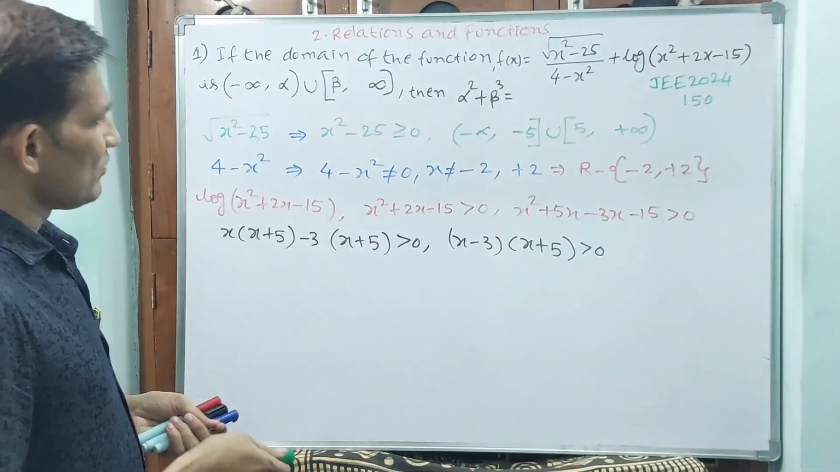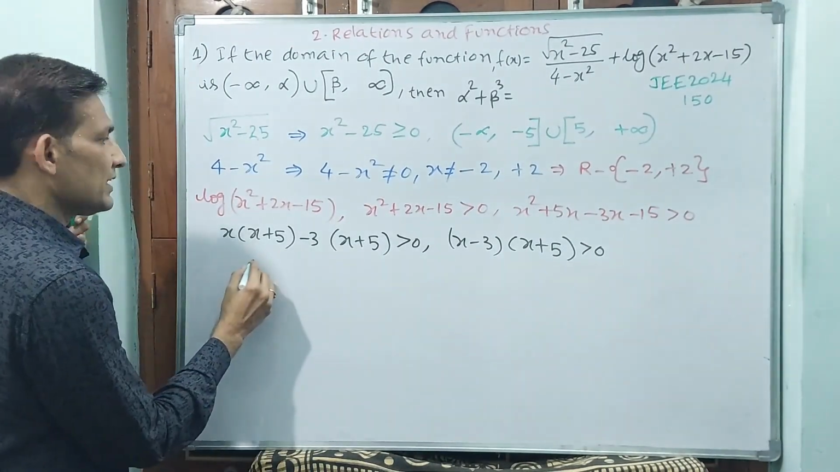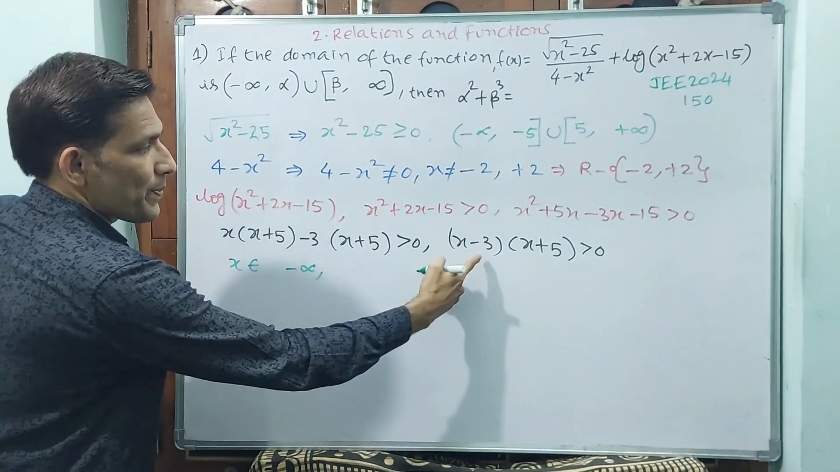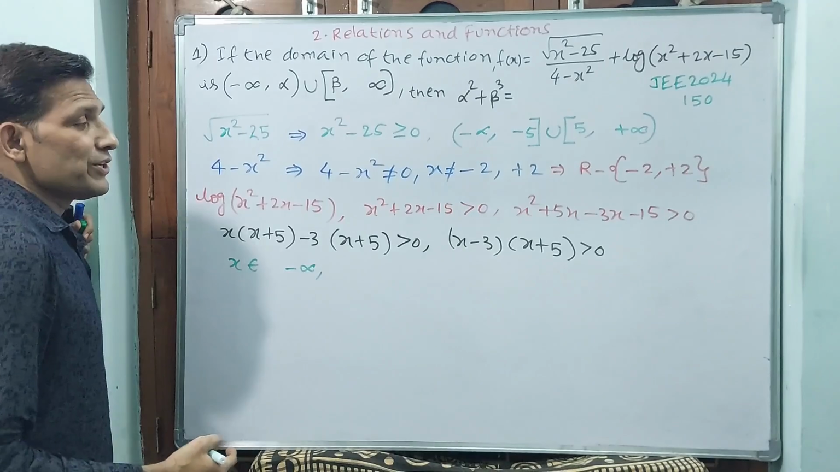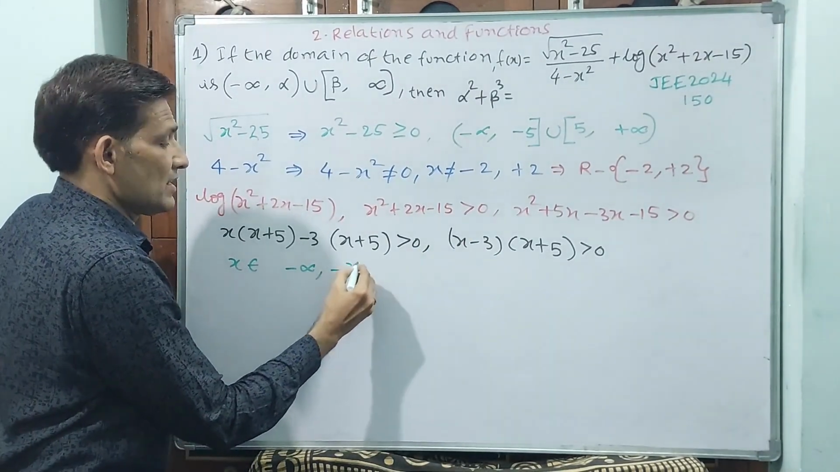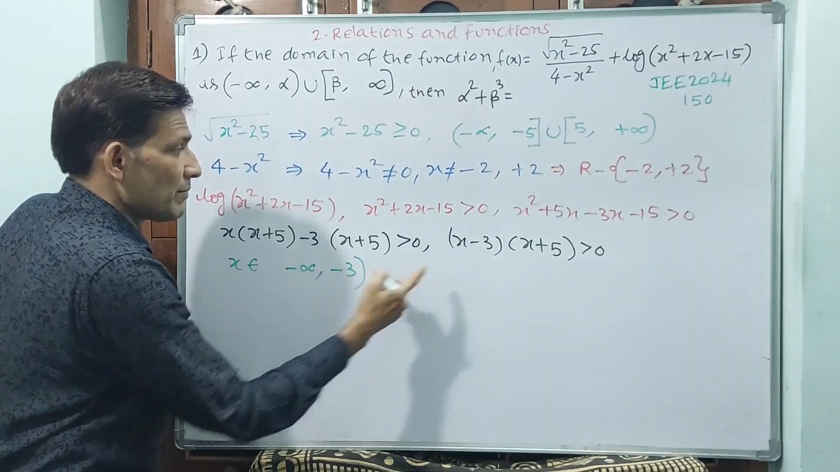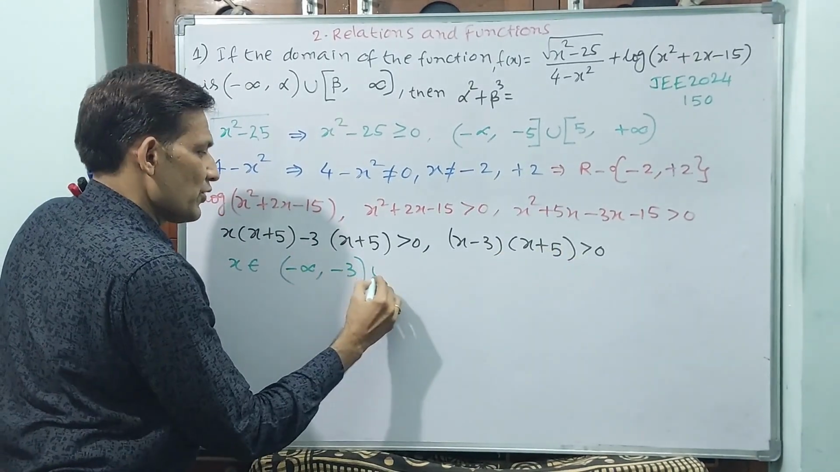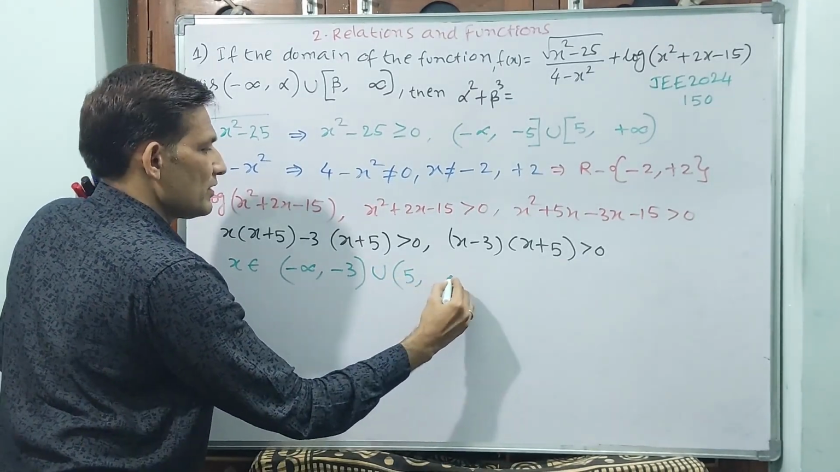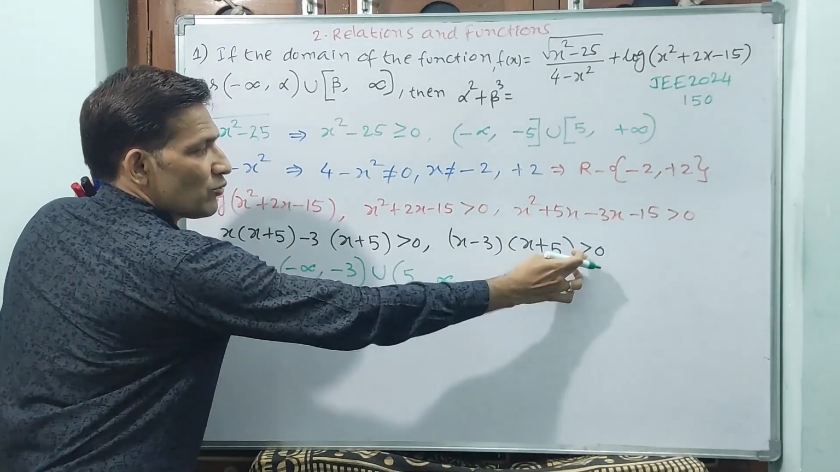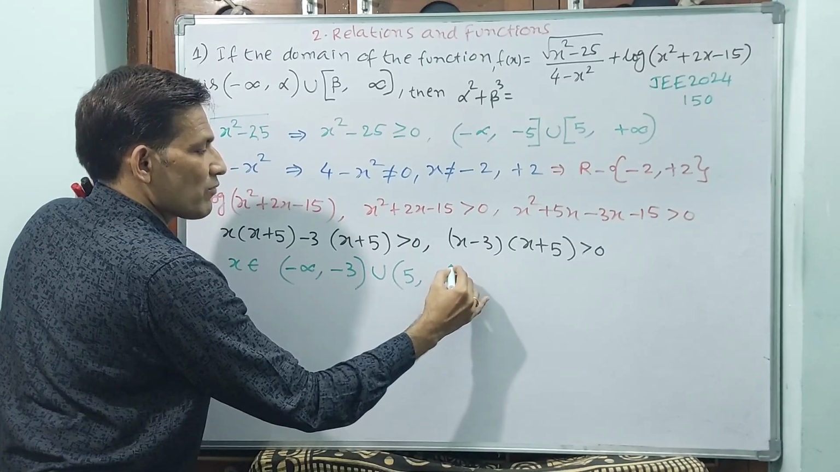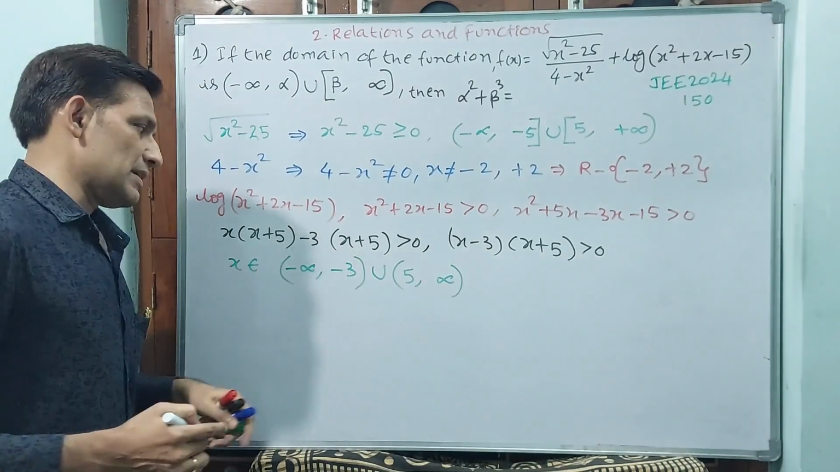Then what do you have to do? You have to do this. x belongs to minus infinity to minus 5, but open interval, because here an open interval is there, union 3 to plus infinity. Can you give 3? No, you cannot give it here. 3 to plus infinity, this is an open interval. Infinity is always an open interval.